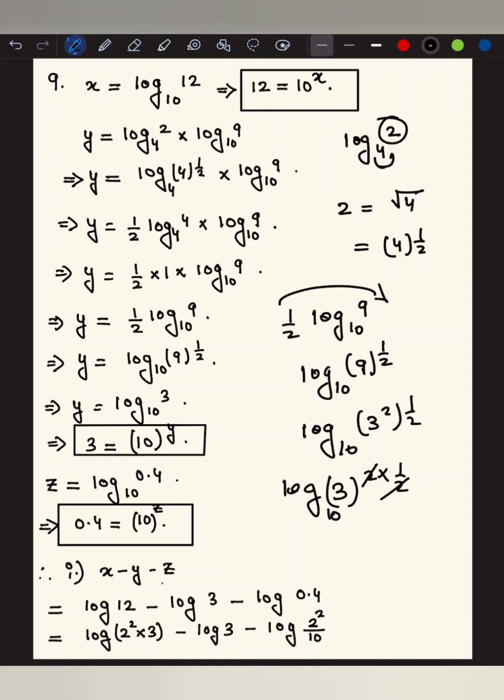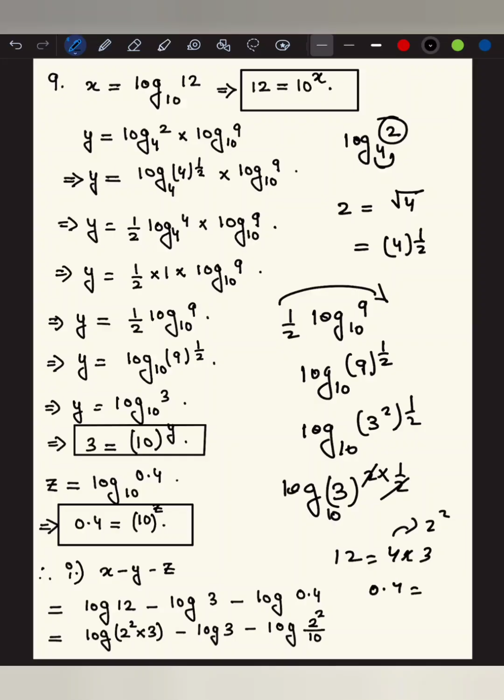The value of y was log 3 and the value of z was, where was it? Yeah, here, log 0.4. I haven't written the base because the base is the same everywhere. So log 12 can be written as 4 into 3, and this 4 means 2 square. Understood? So log 12 means log 2 square into 3, minus log 3, minus log 0.4.